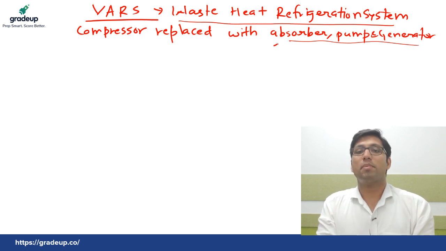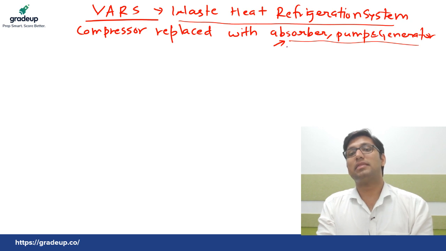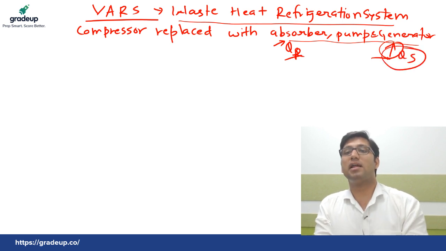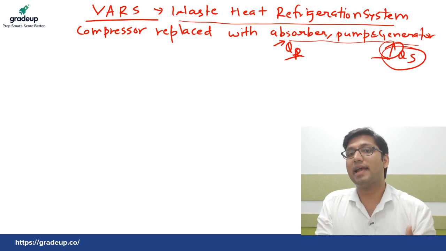Okay, absorber has the same function as evaporator. It will absorb the heat. Generator will supply the heat. Generator will supply the heat like the evaporator and absorber will reject the heat like the condenser.